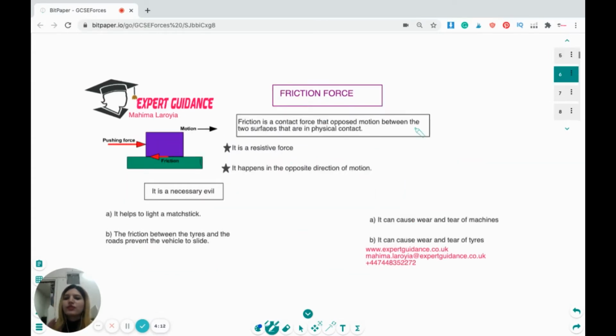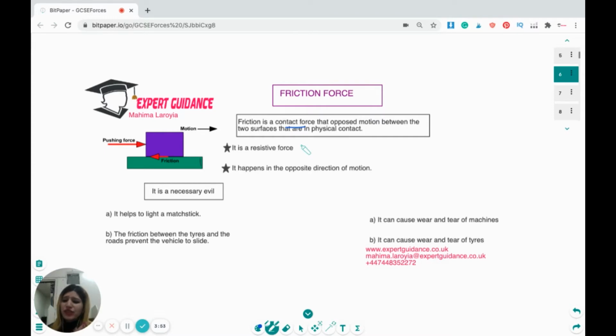Now let's move on to the friction force. What is friction? Friction is a contact force, as we just discussed, that opposes the motion between two surfaces that are in physical contact. So friction always acts in the opposite direction of motion, and it is a resistive force.